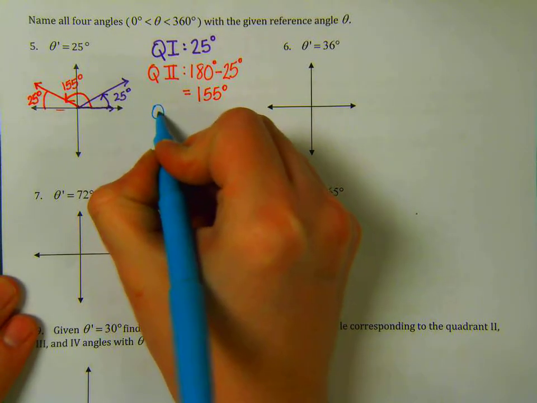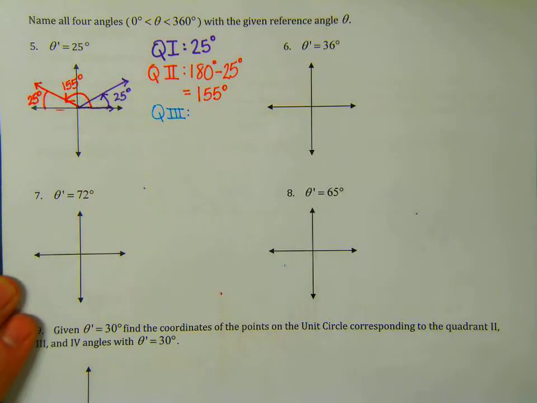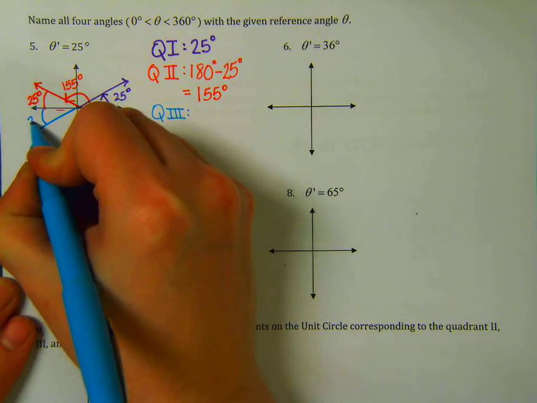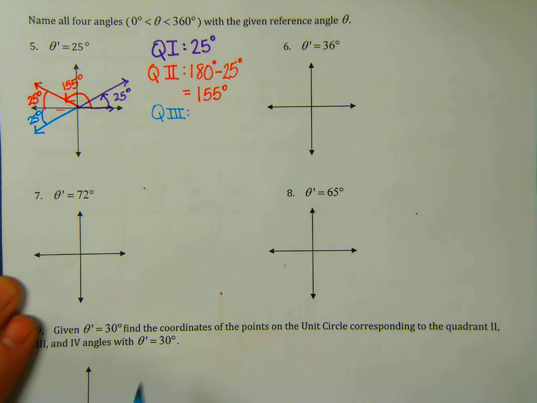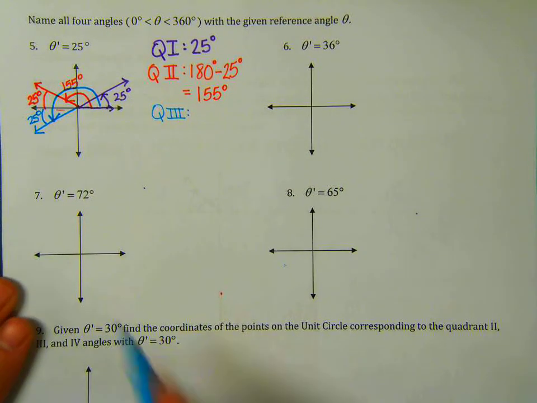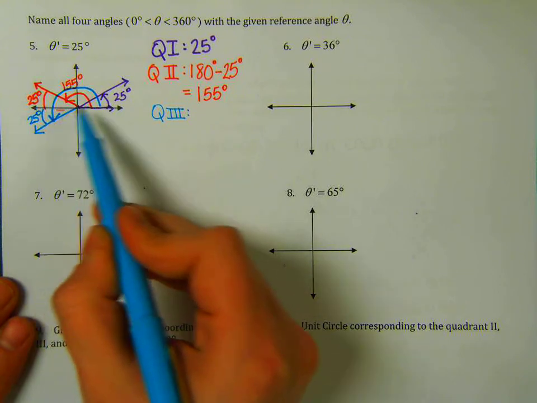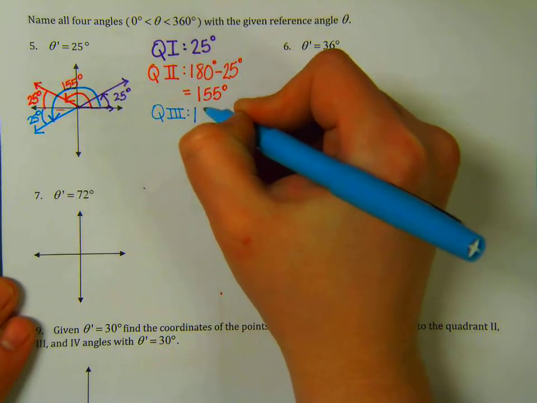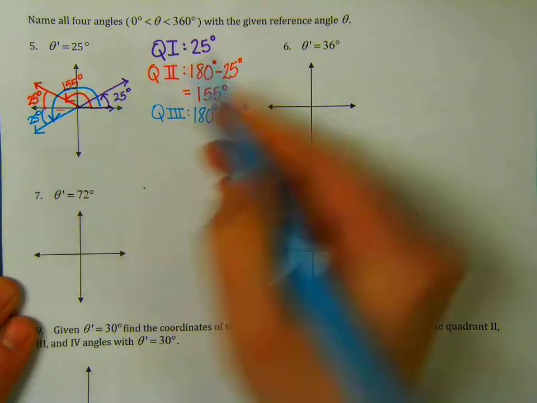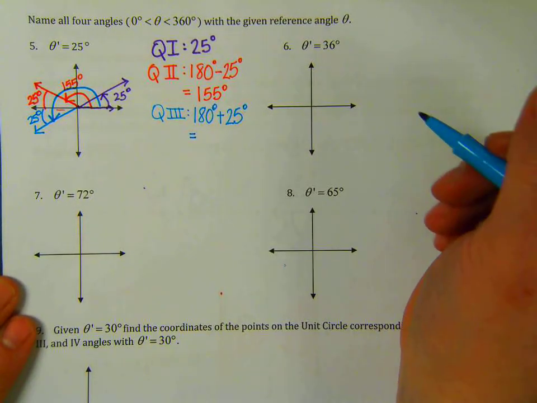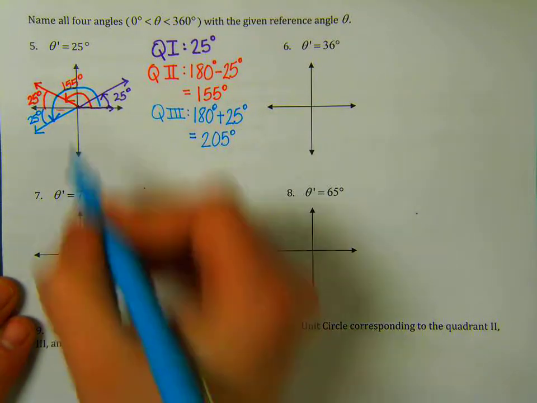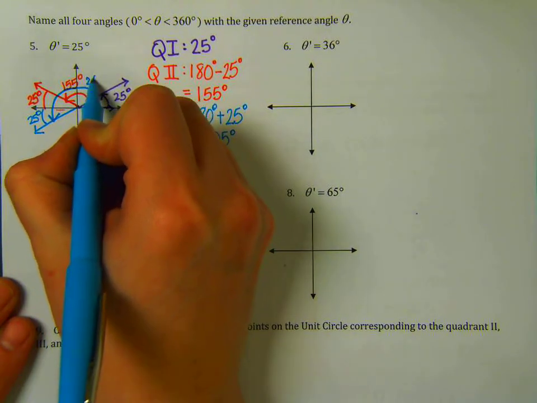We have quadrant 3. So I'm making my 25 degree angle, my reference angle. But now I need to measure all the way around. I still drop my perpendicular to the 180 degree line, but now I have to add 180 degrees to 25 degrees because it's a little bit more than 180 degrees. 180 plus 25 gives me 205 degrees. So all of that blue is 205 degrees.